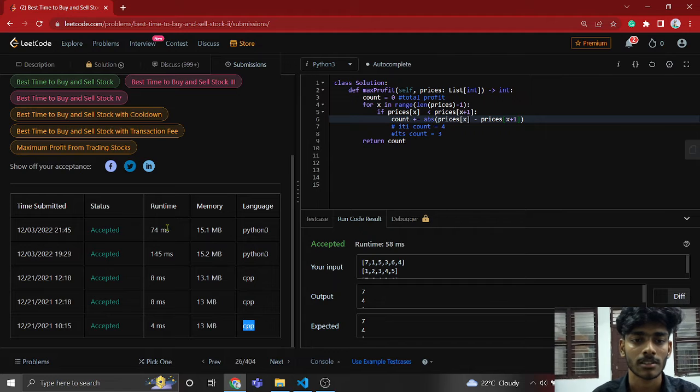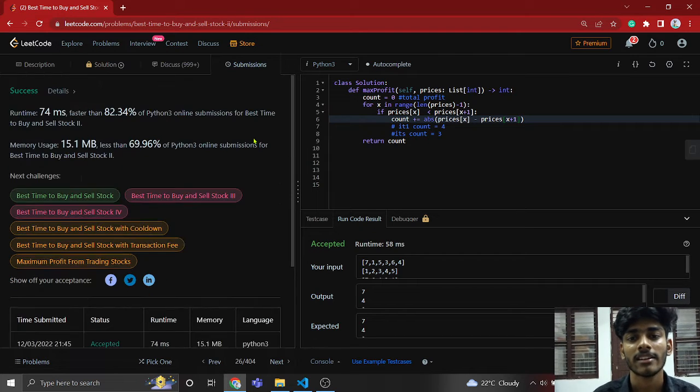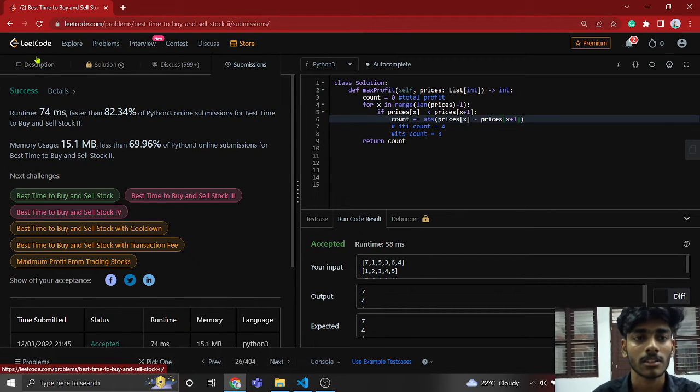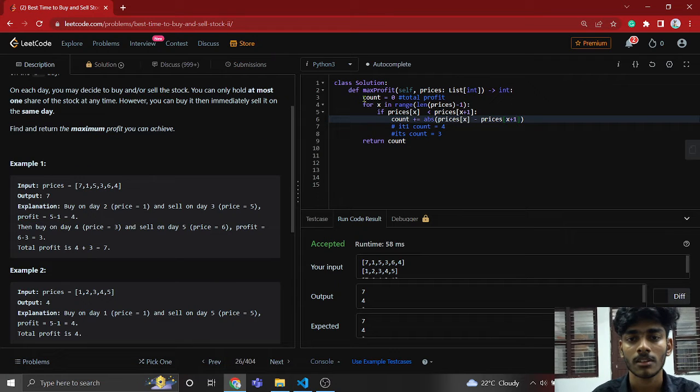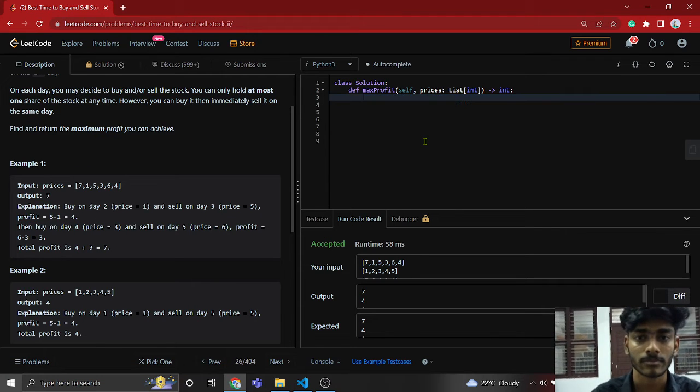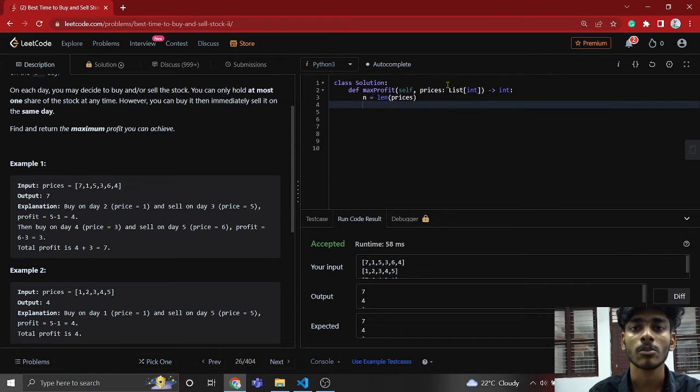Yeah, it worked within 74 ms, and we can do this by using dynamic programming too. Let's try it. So dynamic programming works in this way. Basically, you will take an array or a list with all zeros with the length of the prices, let's store n as the length of prices.